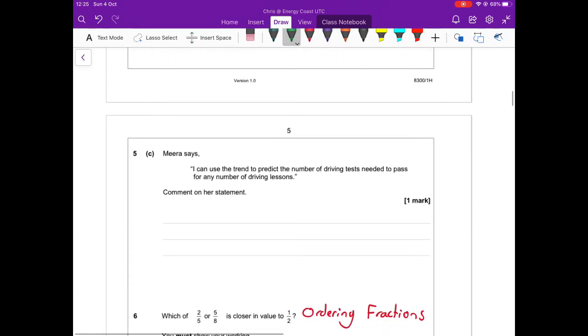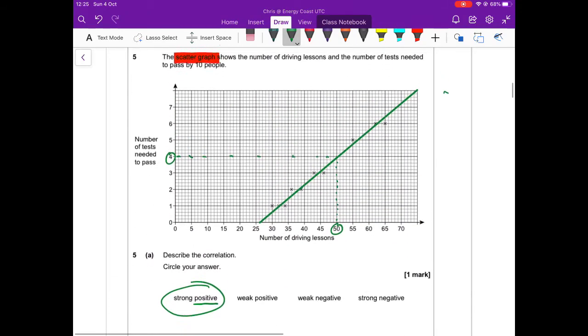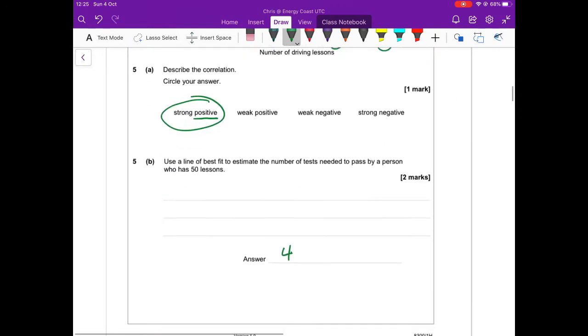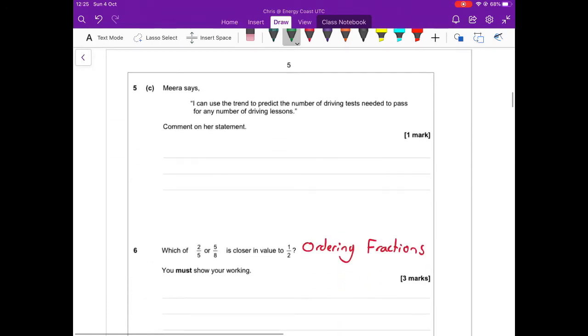Mira says, I can use this trend to predict the number of driving tests needed to pass for any number of driving lessons. Comment on her statement. Really, our line of best fit is only valid for the data we have, which only goes up to 65-ish lessons. So if someone had, say, I know it's a bit ridiculous, 1,000 lessons, I wouldn't necessarily be able to use this graph because this line goes up here. After here, it could do anything. It could go like that, it could go down, it could be wobbly or something. We don't know. So basically, here's what I'm going to write.